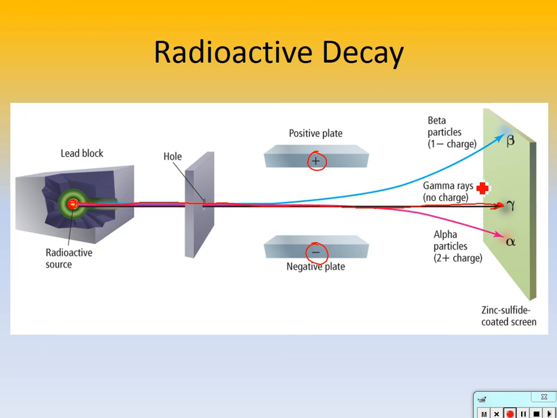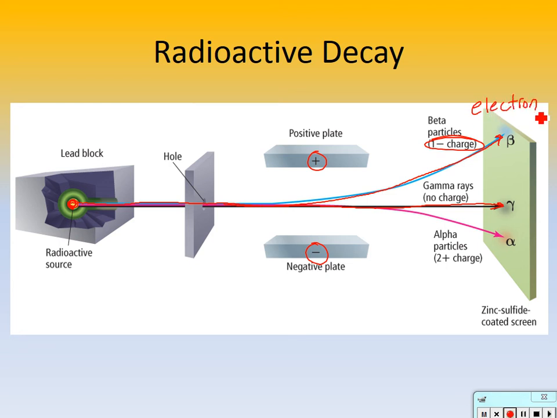That's gamma. Why is gamma not affected? It doesn't have a charge. It doesn't care that there's positive and negative charges introduced right there. Which one's going to be attracted to the positive side of the magnet? The beta, because it is negatively charged. The beta is really an electron.